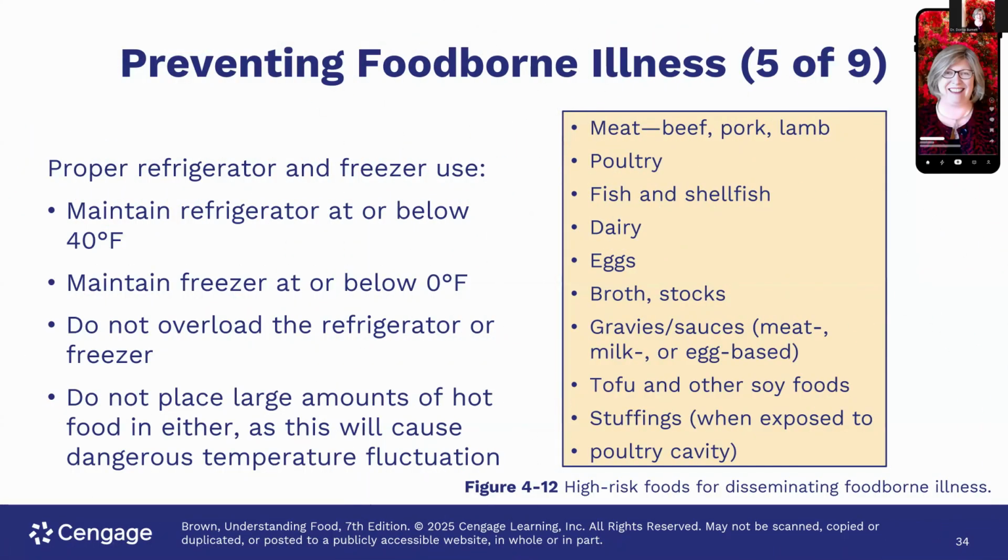Next, we're going to look at proper storage of food in the safe temperature range. So if you want your food to be in the safe temperature range, you have to monitor your refrigerators and freezers to make sure they're operating properly. You want to maintain your refrigerator at or below 40 degrees Fahrenheit. You want to maintain the freezer at or below 0 degrees Fahrenheit, and not to overload the refrigerator or the freezer or put large amounts of hot food in either. That will cause a dangerous temperature fluctuation. Figure 4-12 shows high-risk foods for disseminating foodborne illness.